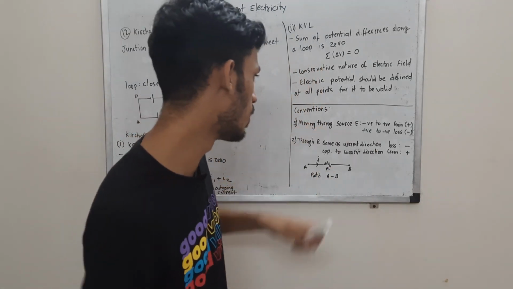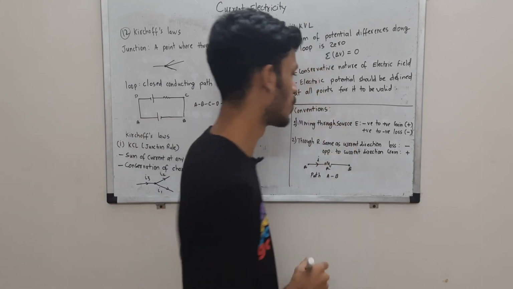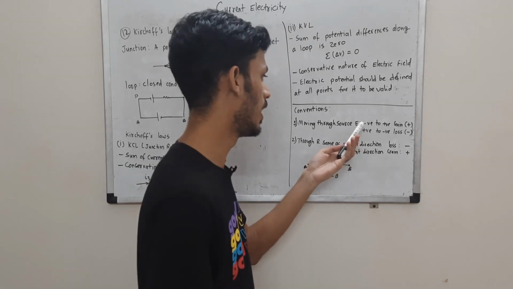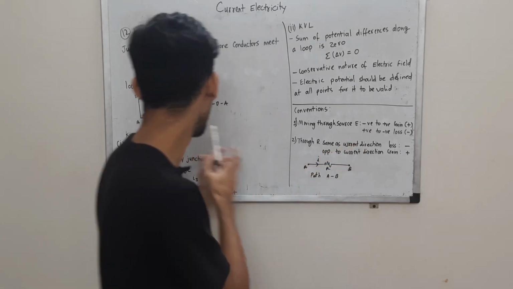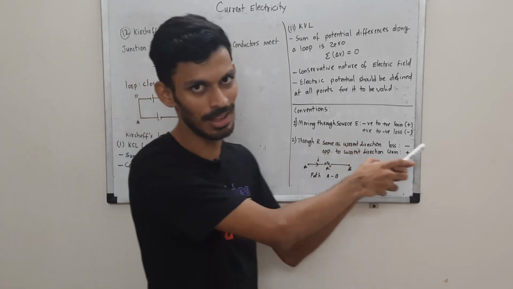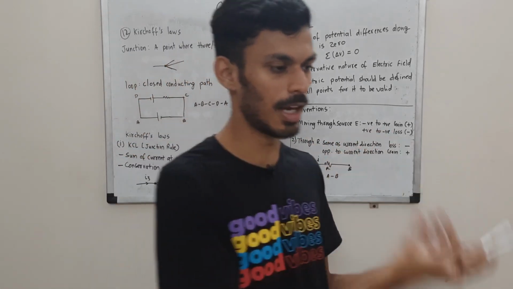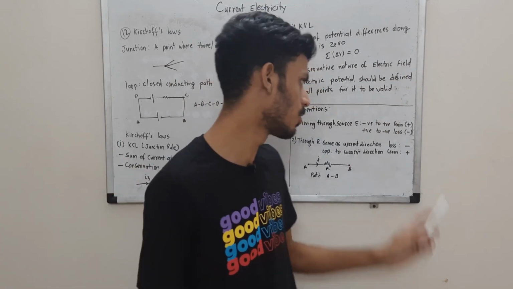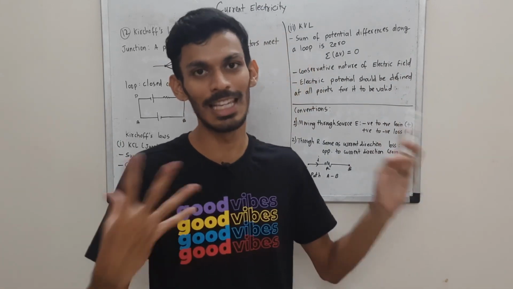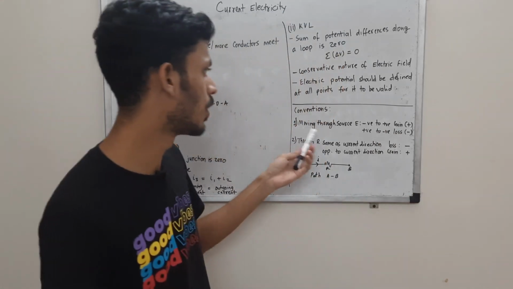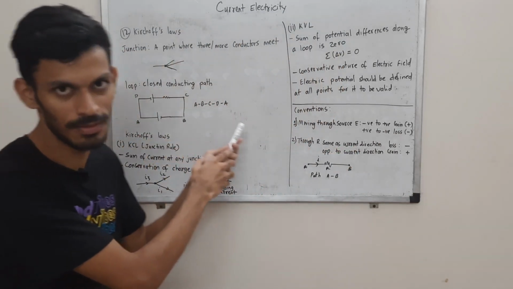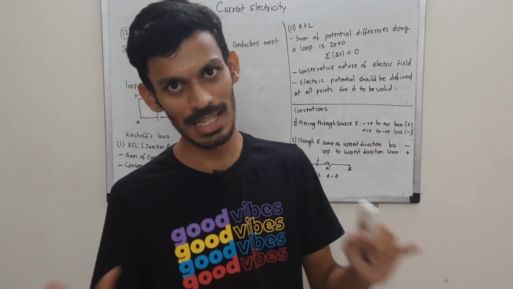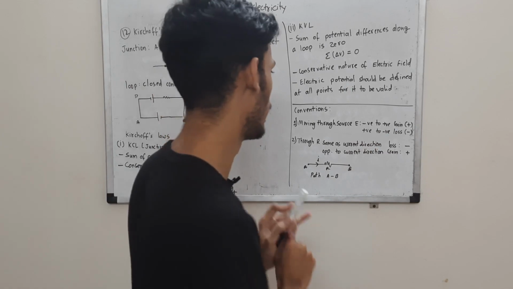When you're moving through a battery, a source E, which is the EMF of that battery, if you're moving from the negative plate to the positive plate, there is gain, right? You are going from low potential to high potential, so we use a positive sign, plus E. And if you are moving in the other direction, from the positive plate to the negative plate, you will use a negative sign, minus E. This is convention number one when you're moving through a source.